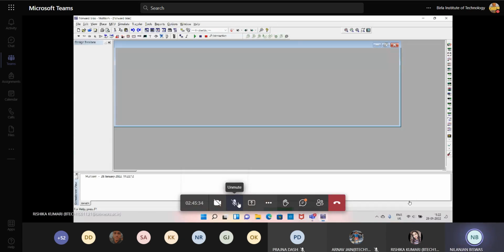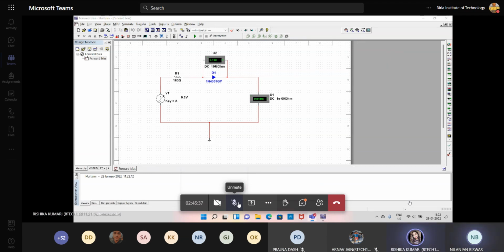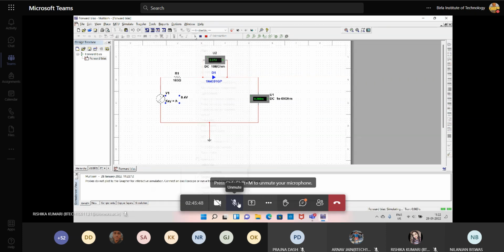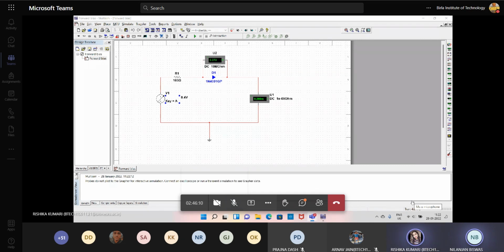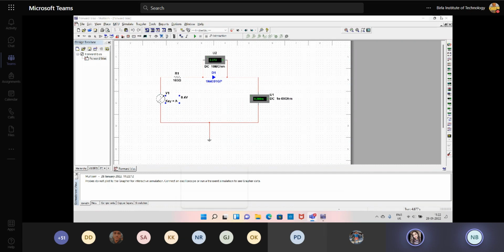Can you see, sir? Yes, we can see it. Is this okay, sir? Yes, it is okay. So just note down those readings, when you are changing the input voltage, the corresponding current and voltage you are getting, and note them down. Plot the graph for both. Very good.